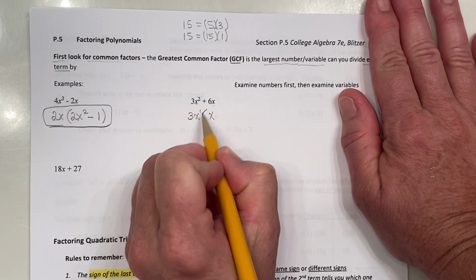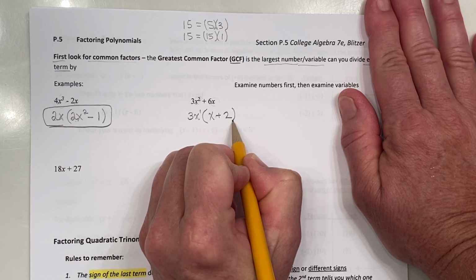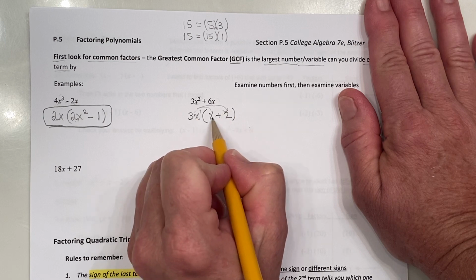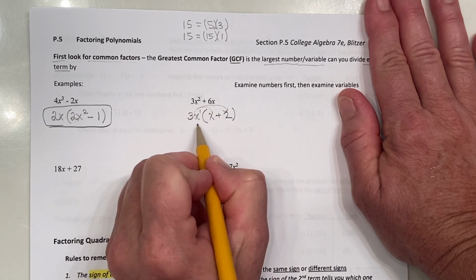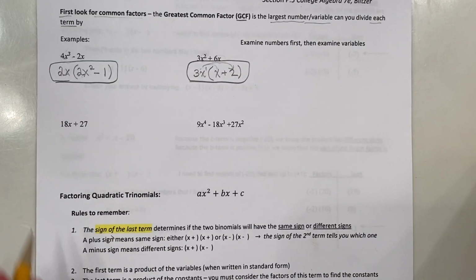All right, and 3x divides out of 6x, leaving 2. Close your parentheses, we're finished. Double check your work by distributing back in your 3x to see that you do get back to what you started with. So we're just taking out GCFs.